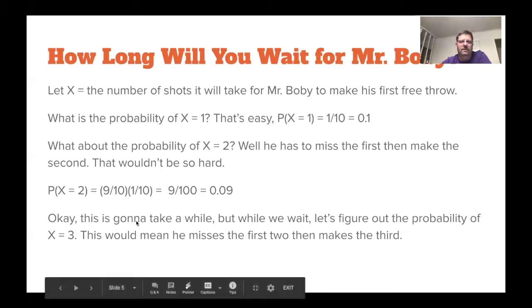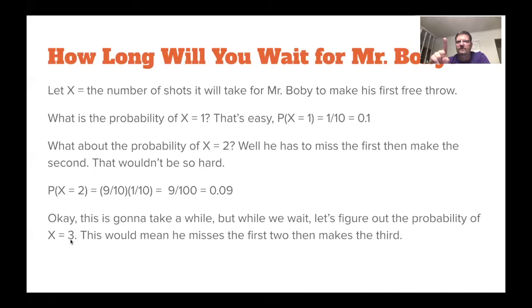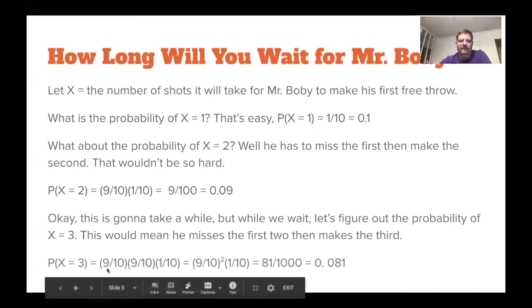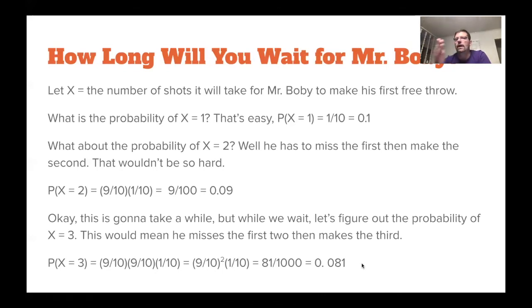Okay, so let's see about what if it was the third. Well, I have to miss the first one and miss the second, right? Miss two and then make the third. So 0.9, 0.9, and then 0.1. So I have 9/10, 9/10, and then 1/10. And that's going to occur 0.081% of the time.